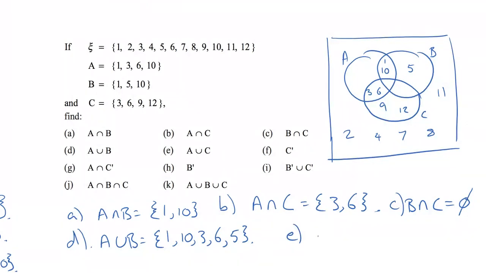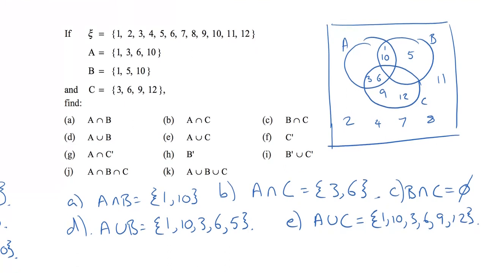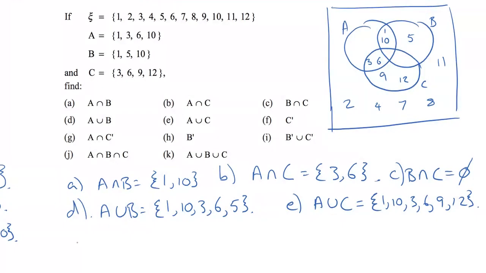Right, E, A union C. Well, A union C is going to be anything in either A or C. That's going to be 1, 10, 3, 6, 9, and 12. Right, let's carry on. Let's take a quick look at F. C dash. Well, that means all the elements that are not in C. So it's going to be, in no particular order, 1 and 10 and 5 and 2, 4, 7, 8, and 11. That's all the numbers that are not in C.